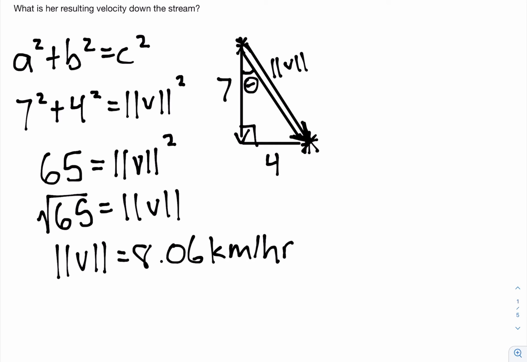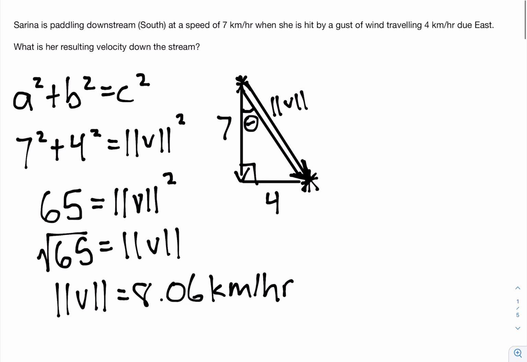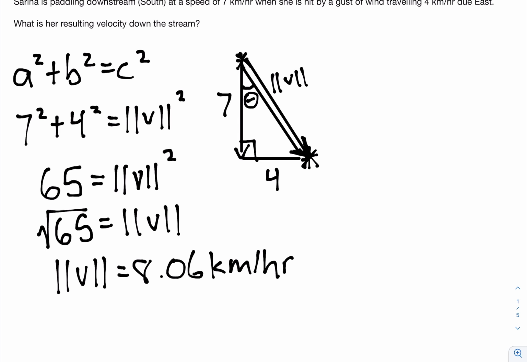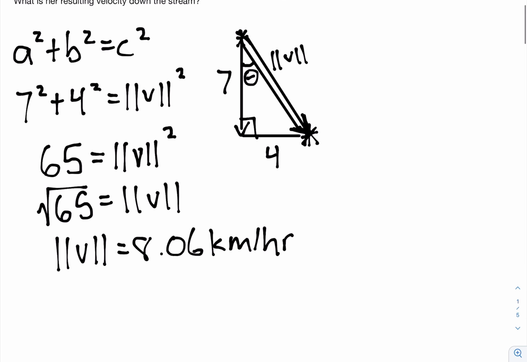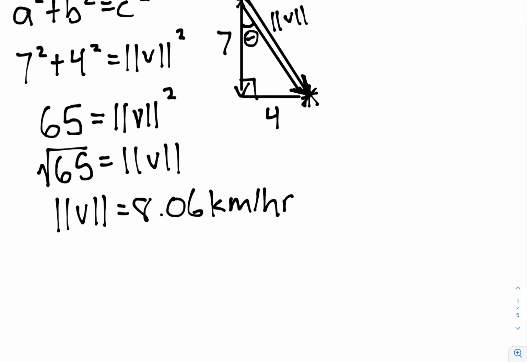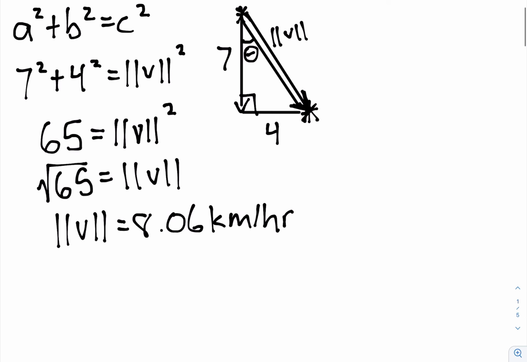Okay, now remember, if we want our velocity, velocity is a vector, speed is not. So if it was asking for her speed, we could just say this. But it's not, it's asking for her velocity. That means that we have to find the direction that she goes after she gets hit by the gust of wind. Okay, so after she gets hit, that's going to form this angle theta right here.